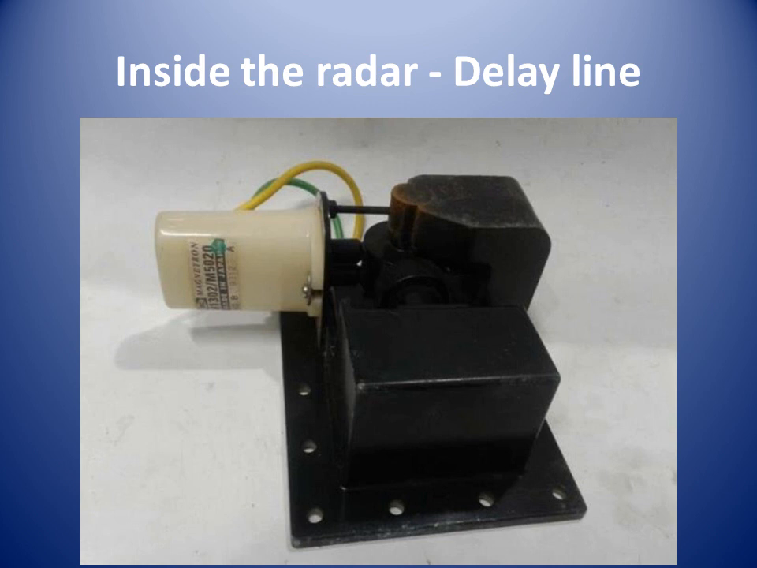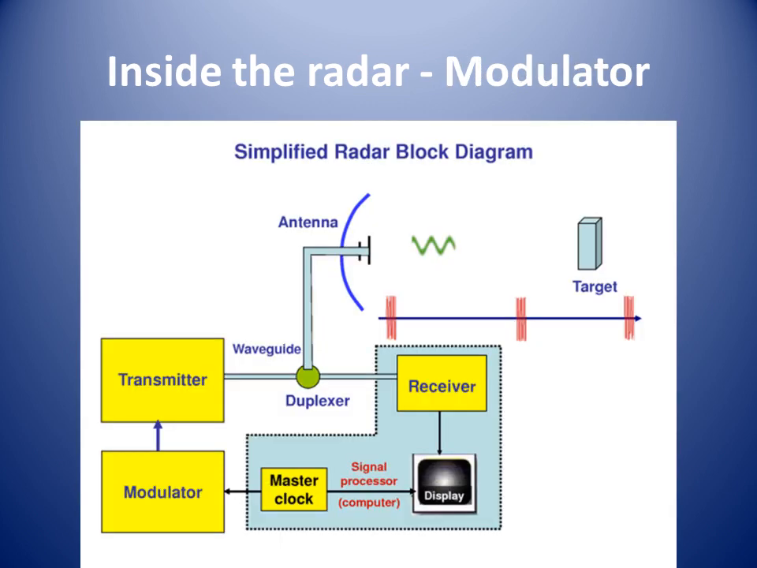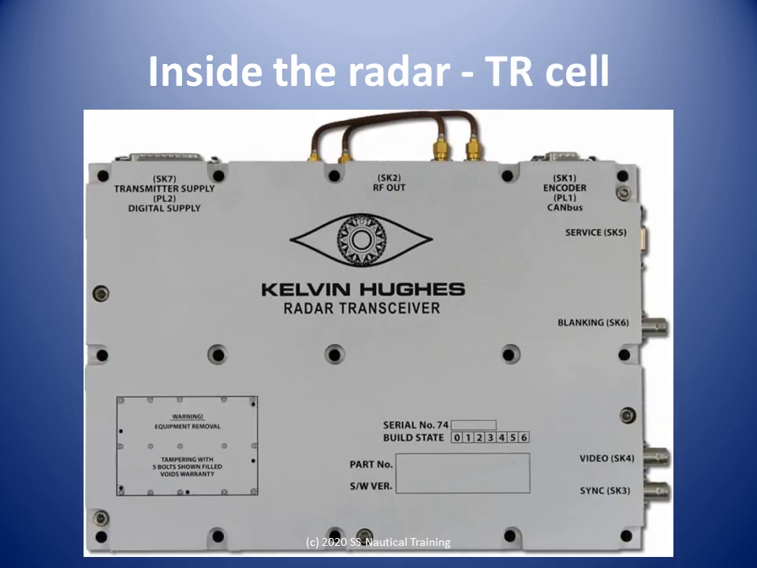The delay line stores the energy from the power source. The modulator switches the magnetron on and off and releases one direct current pulse from the delay line to the magnetron. When the radio waves hit objects, some of the waves are reflected back to and received by the antenna. The antenna acts as a receiver too.